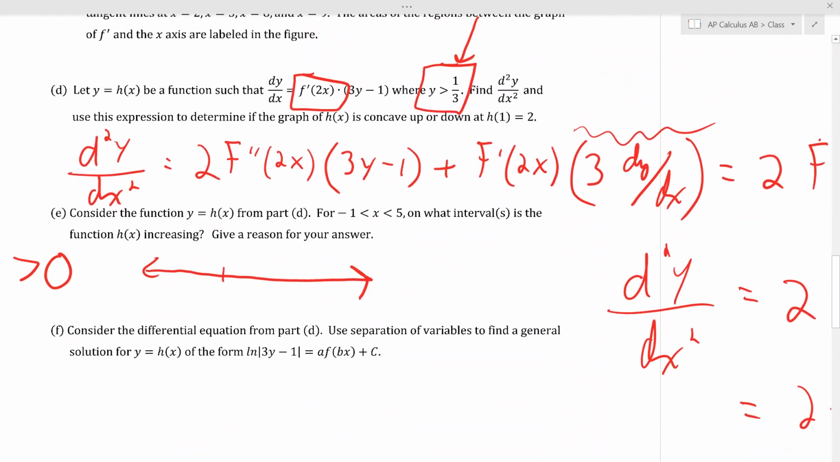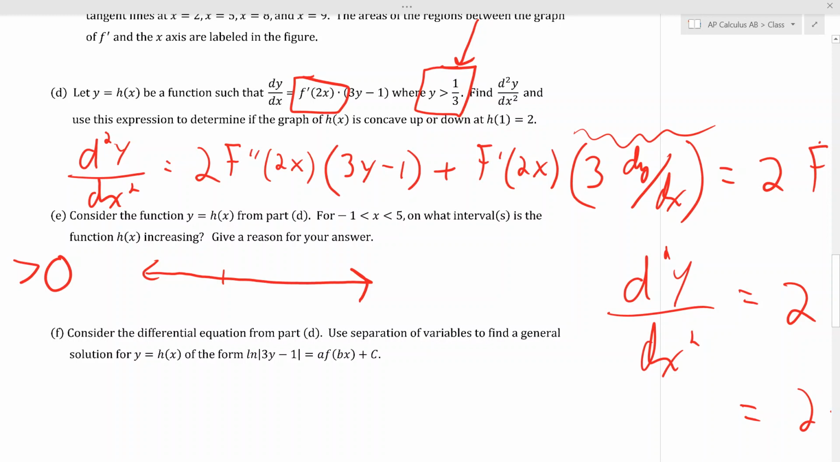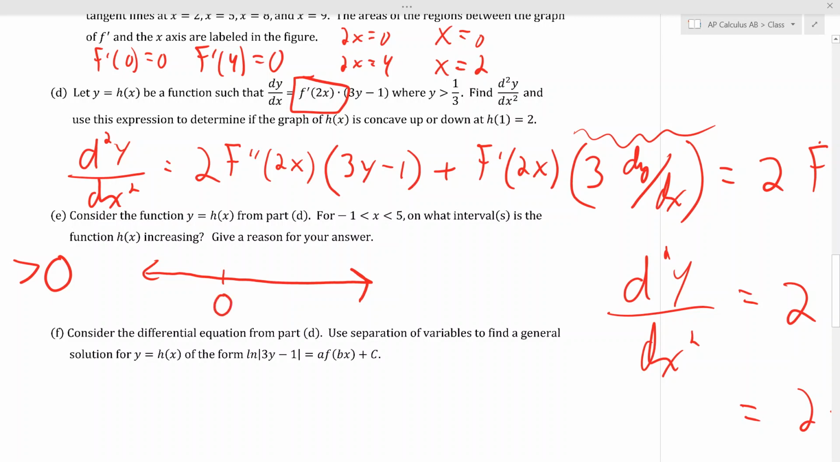However, one last trick they're doing is there's a 2x in there. So I know f prime of 0 is 0 and f prime of 4 is 0. But there's a 2x inside of there. So I know where 2x is 0 and where 2x is 4. That's such a pain in the butt. And that's going to happen when x is 0 and when x is 2. So 0 and 2 are going on my number line.